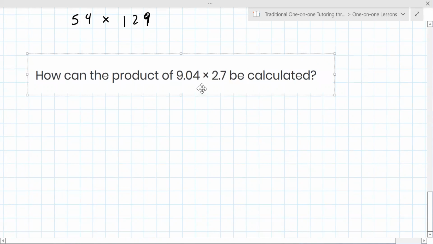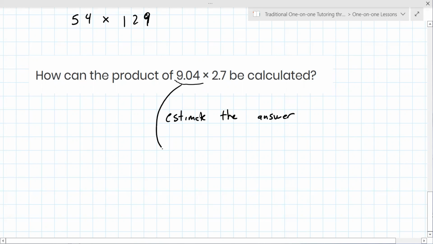All right, now this is a new problem, and I could say, hey Zoe, do this problem, but I'm not going to. I'm going to say we're going to do this differently. We're going to estimate the answer. Okay. So it's kind of like figuring out what's really close to 9.04. And can you give me a number that you think is really close to 9.04 that's easy to multiply by?